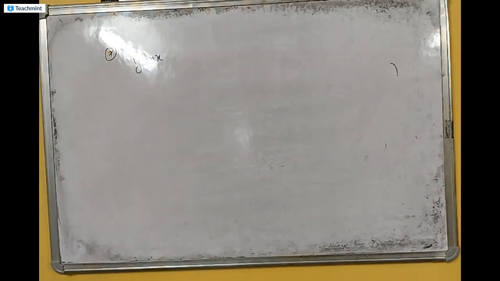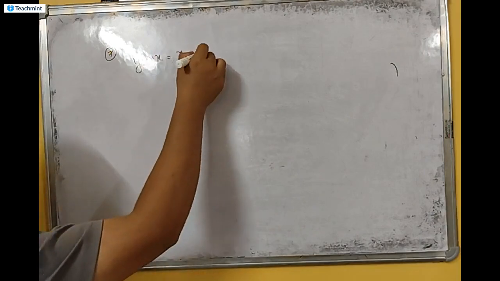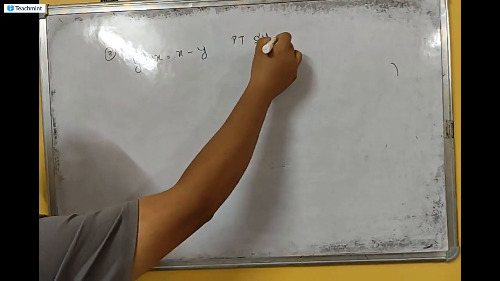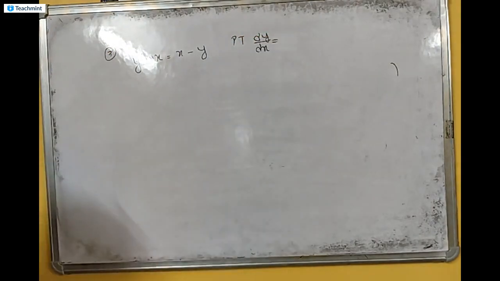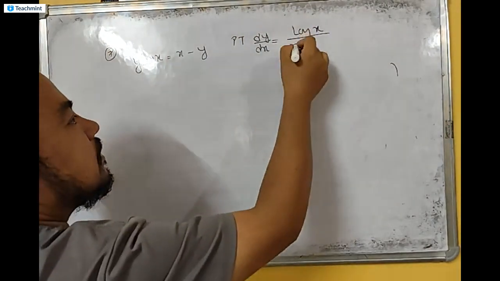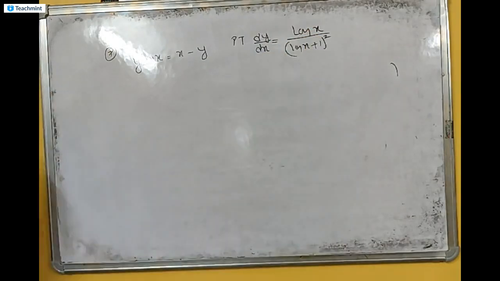y log x is equal to x minus y. I have to prove that dy by dx is equal to log x divided by log x plus 1 whole square. So this looks like an ordinary question, but look at the proving part, guys. Don't you see a square in it? So obviously this is square, means we have to convert this into a quotient rule.